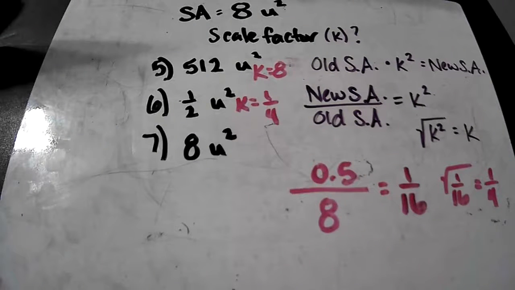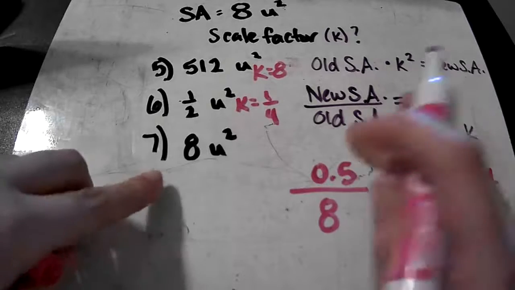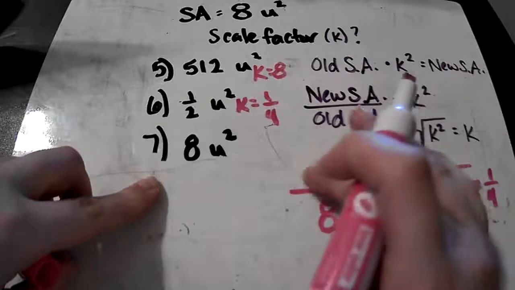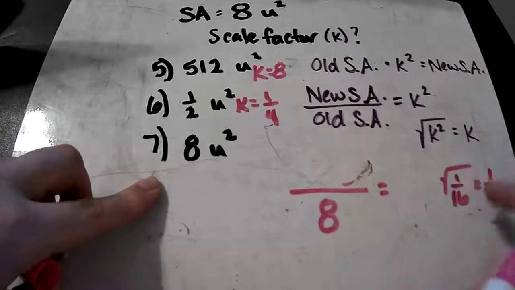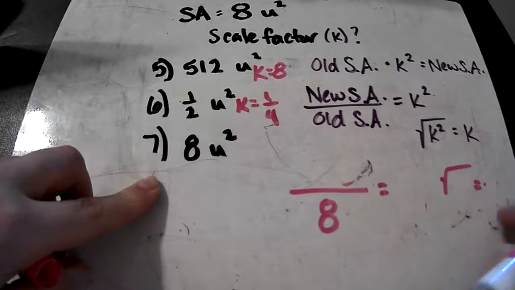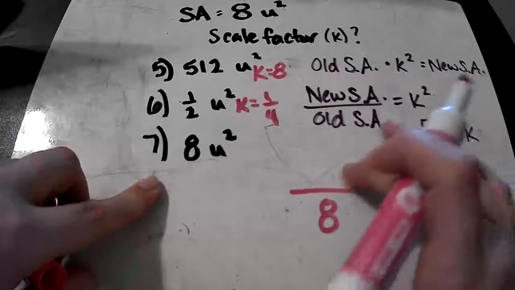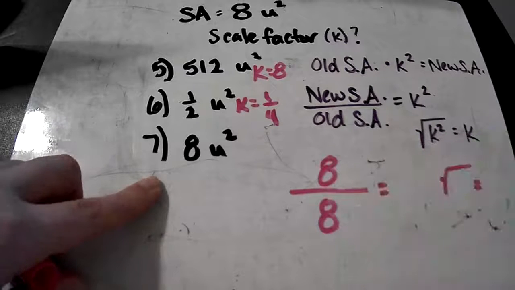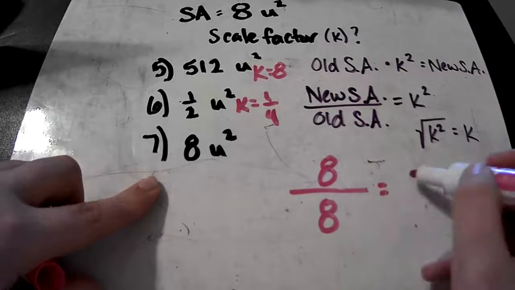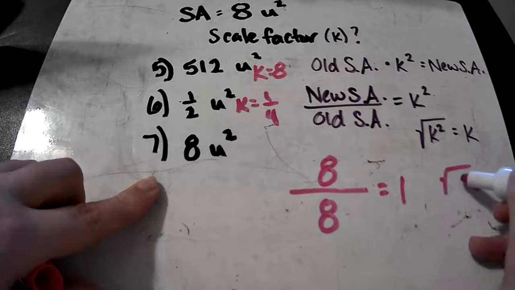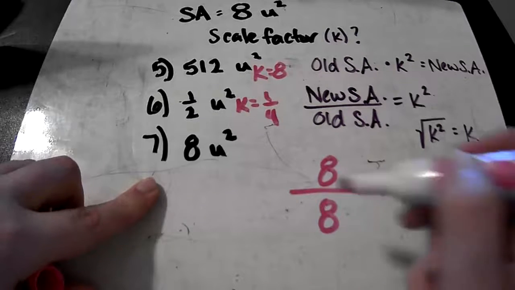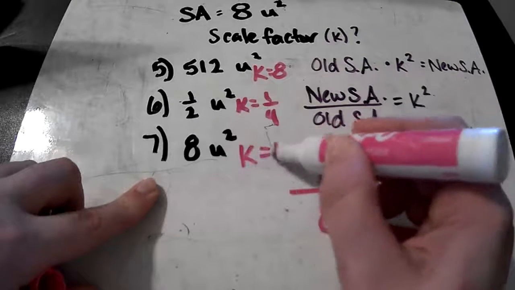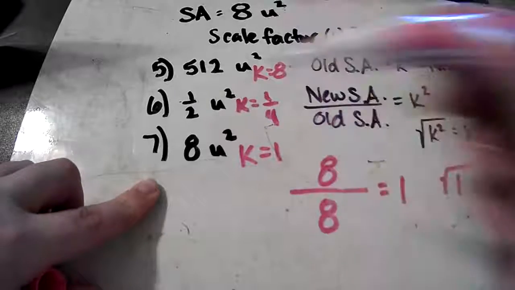All right, number 7, same process. Our new surface area is 8. This one we may not need to walk all the way through the formula for to find that scale factor. If my new surface area is 8, my old surface area was 8, 8 divided by 8 gives me 1. The square root of 1 is just 1, and that makes sense, if our scale factor is 1, our surface area would have stayed the same.